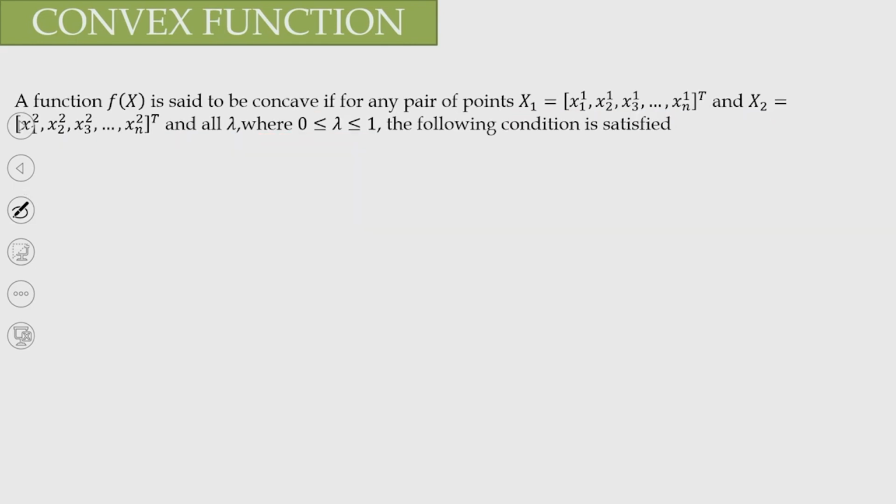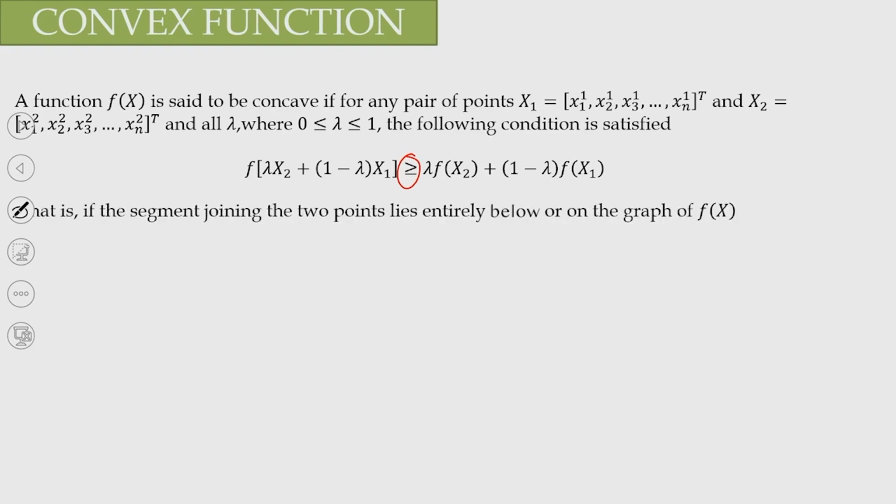Now, the opposite of convex is concave. So, what is the definition of a concave function? A function f x is said to be concave if for any pair of points x 1 and x 2, and for all lambda between 0 and 1, the following condition is satisfied. In this case it is greater than or equal to. That means f of lambda x 2 plus 1 minus lambda x 1 is above lambda f of x 2 plus 1 minus lambda f of x 1.